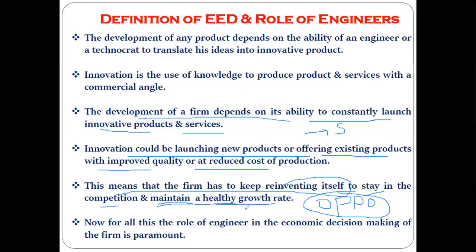So this is the thing that every business needs to do constantly. They need to reinvent themselves. They need to do the innovation. And they can do it when their engineers play their role in that particular business. Okay. So here you can see, for all these, the role of the engineer in economic decision making. The role of the engineer in the economic decision is paramount. Paramount in the sense, in order to make all these kinds of decisions, the role of the engineers is very important. Paramount means the role of the engineers is very important.